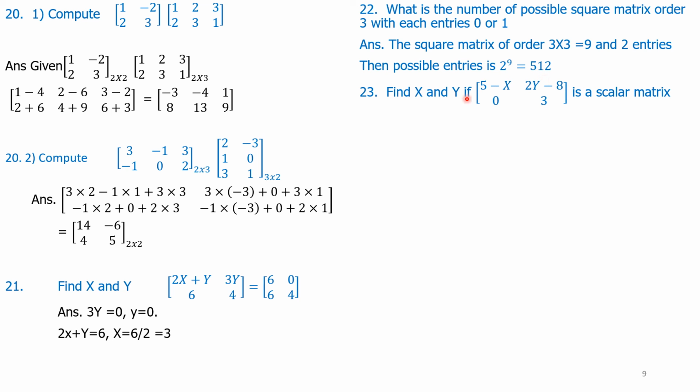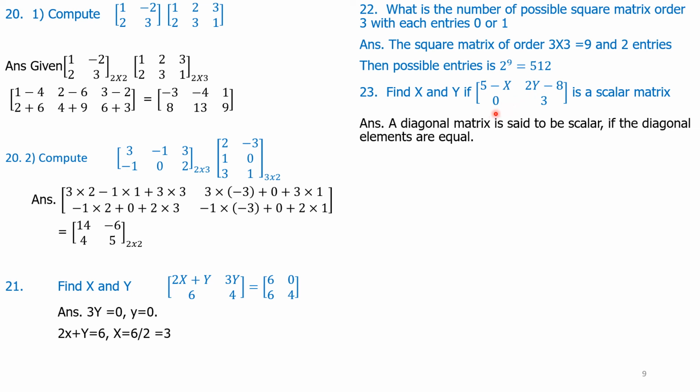Question number 23. Find x and y if within square brackets 5 minus x, 2 minus 8, 0 and 3, close the square bracket, is a scalar matrix. Answer. A diagonal matrix is said to be scalar if the diagonal elements are equal. Please note, diagonal elements. What are the diagonal elements? 5 minus x and 3 is one diagonal and 2 minus 8 and 0 is the second diagonal.